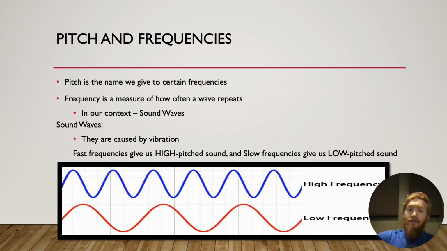Anyway, frequency is just the measurement of a repeating wave. And in our context, that wave is a sound wave. Sound waves are caused by vibration, whether it's the vibration of a string, or the vibration of a drum head, or the vibration of the air inside a horn. It's all vibration, and that vibration sends waves through the air. Our ears pick that up, and our brain interprets that as sound, right? Now you can see in our little diagram at the bottom here, fast frequencies are high-pitched, and slower frequencies are low-pitched, and that will become more and more important as we learn about sound and music.